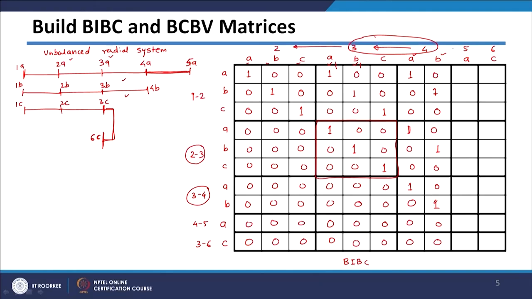Now, there is a connection between 4 and 5. So copy the column corresponding to 4. However, only A phase is exchanged. So copy the column corresponding to A phase, put it here. So here 1 0 0 1 0 0 1 0 0 0.